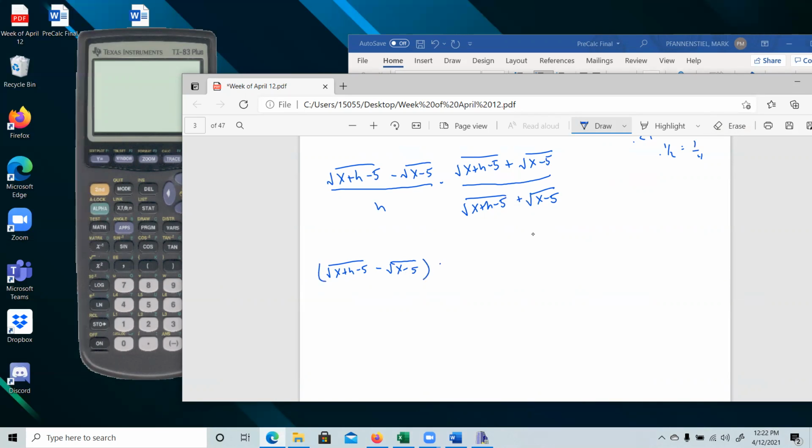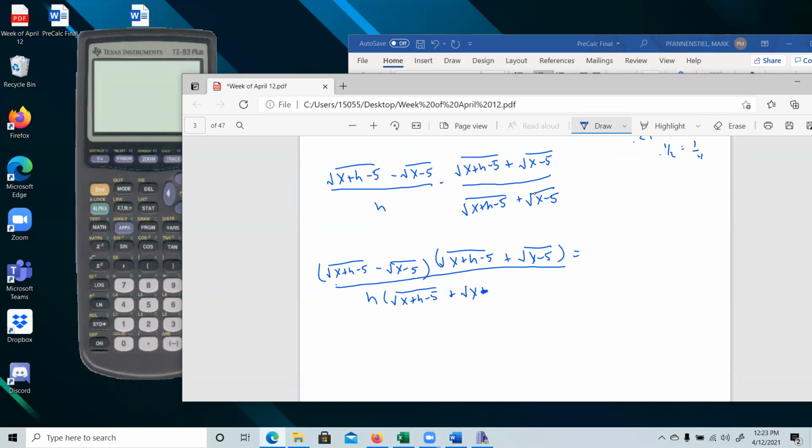And we're going to multiply this by x plus h minus 5 plus root x minus 5. So we're just going to FOIL this. Again, are we going to multiply out the bottom here? Absolutely not. Like I said, it's not wrong to do it. It's just that I think you have better things to do. You don't need to be doing this.